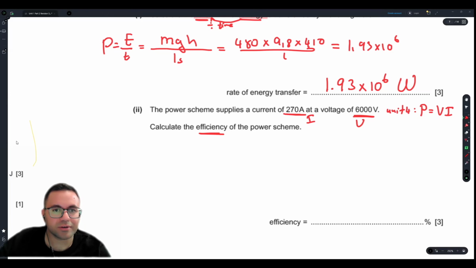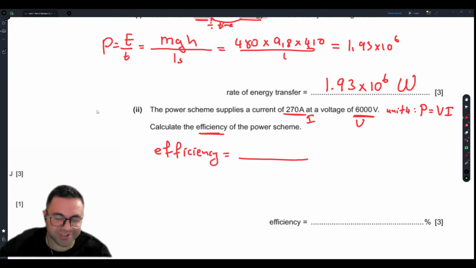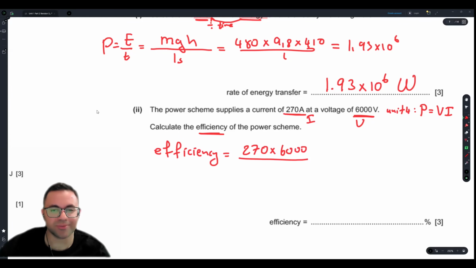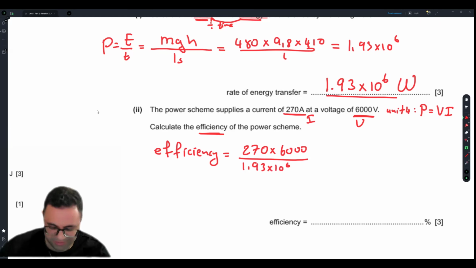Okay? Good. So when I ask you for the efficiency, it is the useful output, which is the electrical power, which is 270 times 600, V times I. This is from Unit 4. Over the input, which is what we have, 1.93 times 10 to the power of 6, times 100.